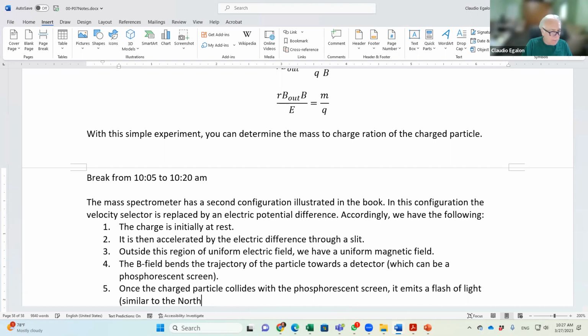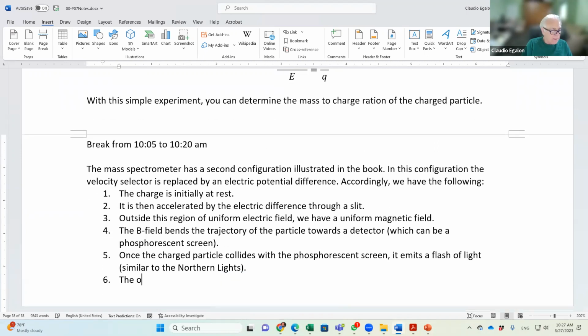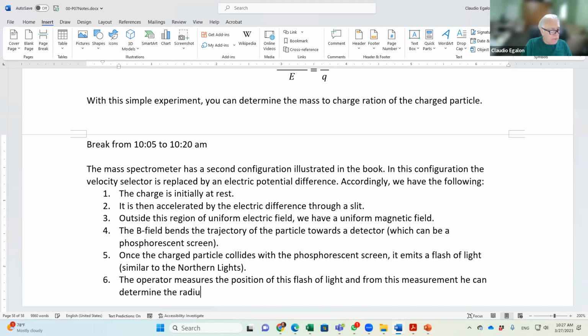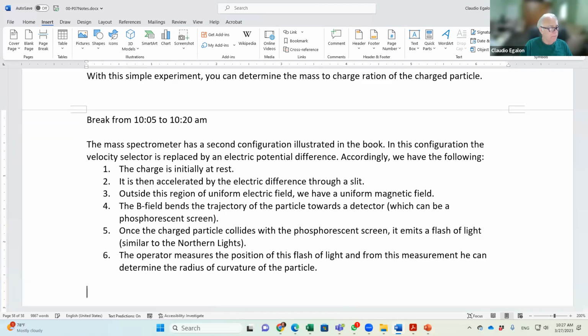Similar to the northern lights. I'm going to keep on making reference to the northern lights every now and then here. The operator measures the position of this flash of light, and from this measurement, he can determine the radius of curvature of the particle, okay?